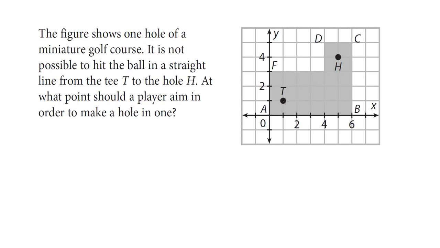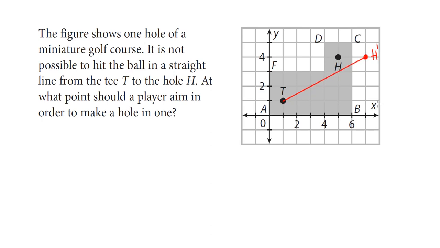Again, I cannot hit the ball in a straight line from T to H, but if I were to reflect point H across the boundary, the edge of the course, then I would be able to hit the ball in a straight line there. So I'm going to think about reflecting point H across the edge of the course, which is this line segment CB, and that would put our new point right here, H prime, because H is 1 unit to the left of CB, and H prime would then be 1 unit to the right of CB. And as you notice, I could connect a straight line from T to H prime.